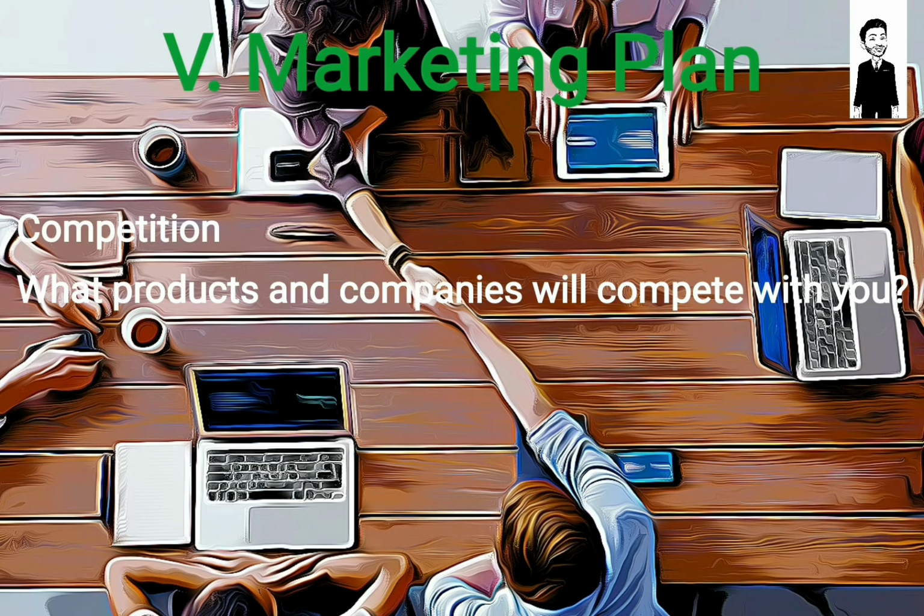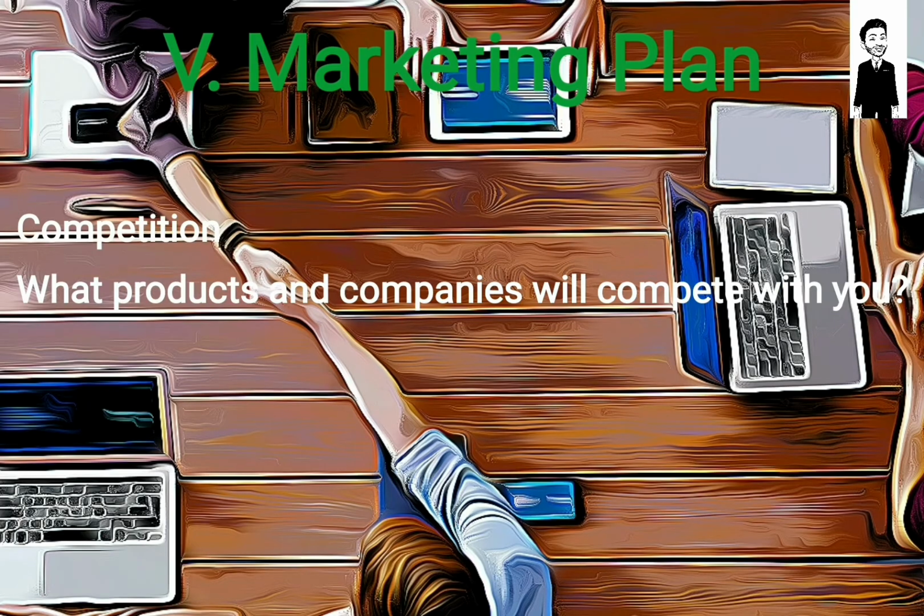Competition. What products and companies will compete with you? List your major competitors, names and addresses. Will they compete with you across the board, or just for certain products, certain customers, or in certain locations? Will you have important indirect competitors? For example, video rental stores compete with theaters, although they are different types of businesses. How will your products or services compare with the competition?